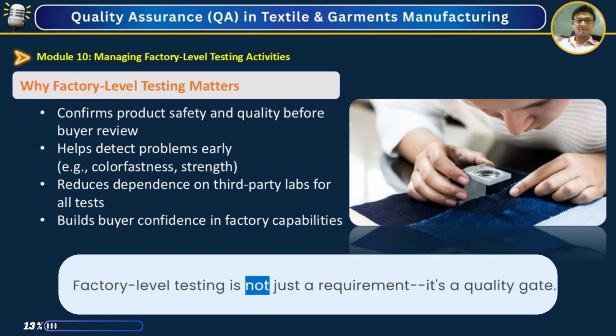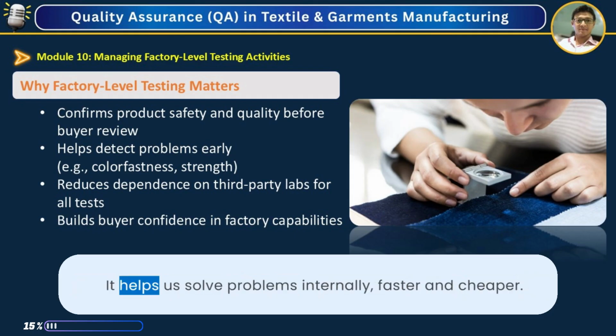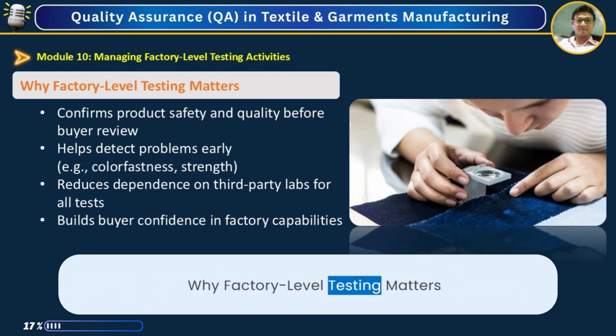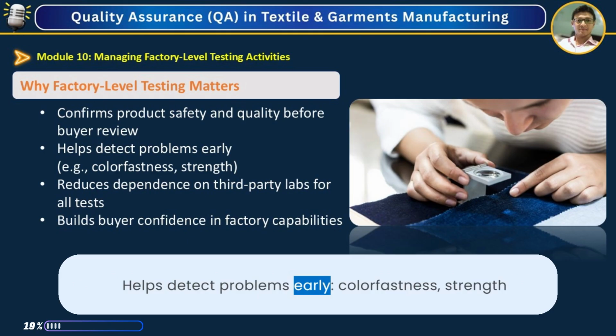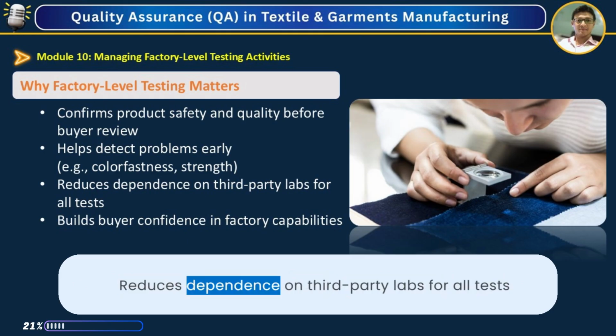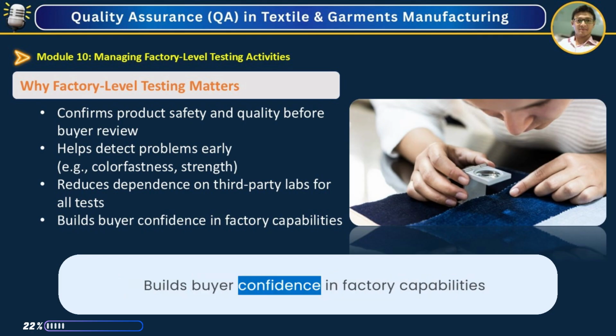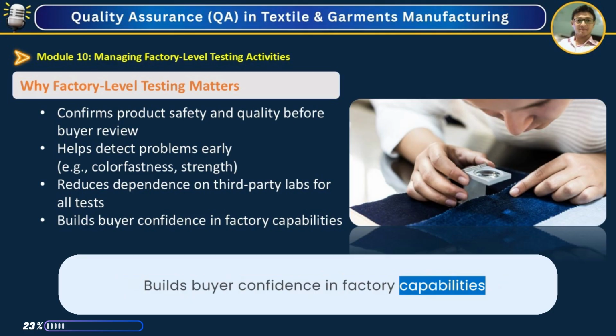Factory-level testing is not just a requirement, it's a quality gate. It helps us solve problems internally, faster and cheaper. Why factory-level testing matters? Confirms product safety and quality before buyer review. Helps detect problems early, color fastness, strength. Reduces dependence on third-party labs for all tests. Builds buyer confidence in factory capabilities.